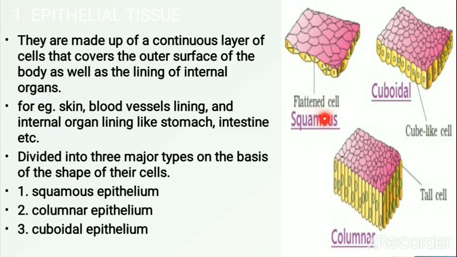Flattened cells are called squamous epithelium, and if the cells are like long columns, then they are called columnar epithelium. And if they are of cuboid shape, square shape, then they are called cuboidal epithelium. So these are all examples of where the epithelial tissues are present. In some places it will be squamous, somewhere cuboidal, and somewhere columnar. We will discuss where each is located and how they differ in their structure and in their function.